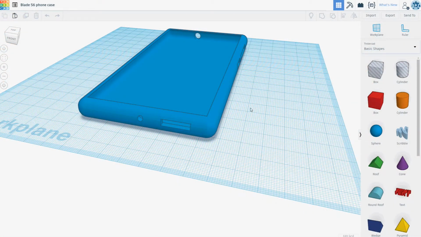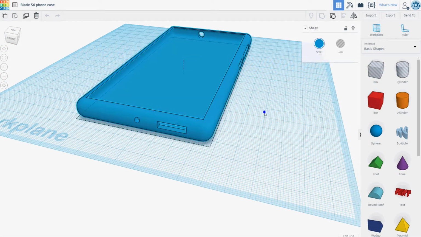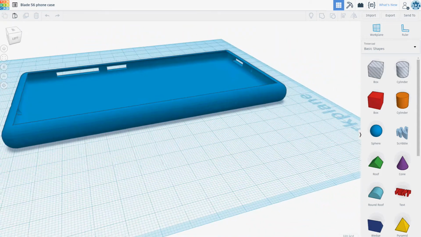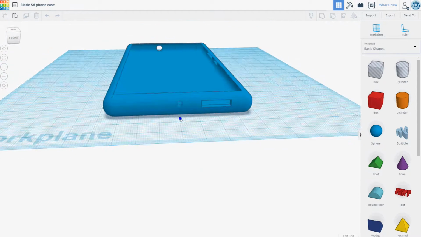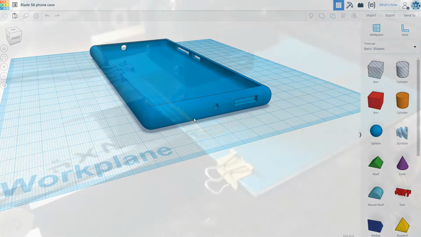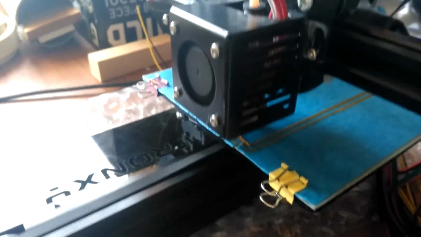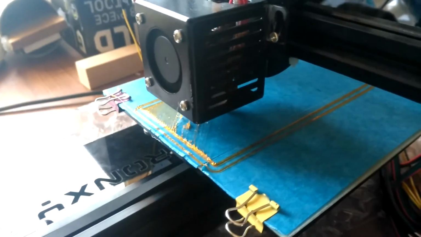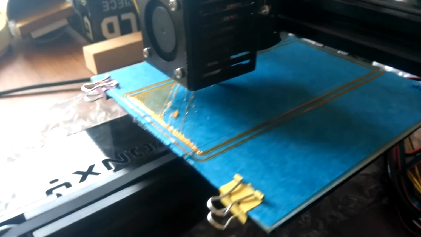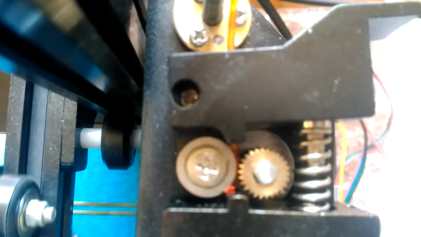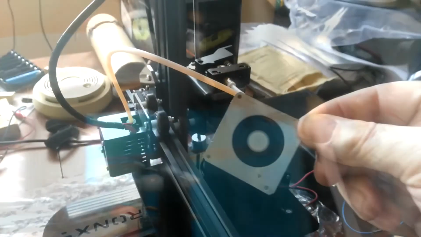Tinkercad is my modelling package of choice, and I was able to use it to make this phone case for my ZTE Blade S6. I began printing inside the enclosure at 39 centigrade, but noticed this was happening, and then had a look at the filament feeder and saw the classic filament buckling problem.